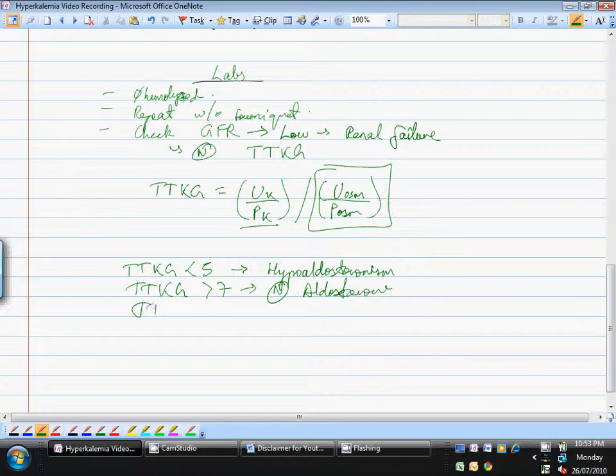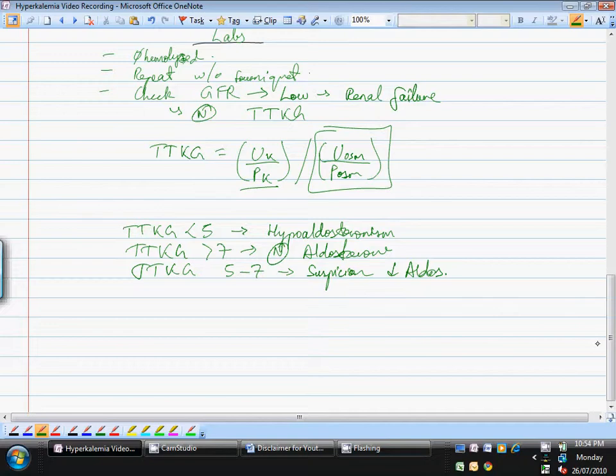If the TTKG is between 5 and 7, then you have a suspicion of hypoaldosteronism. So you're not confirmed, you have a suspicion. Now these numbers may vary a little depending on what textbook you read, but these cutoffs I got from UpToDate, so I'm trusting them for now.